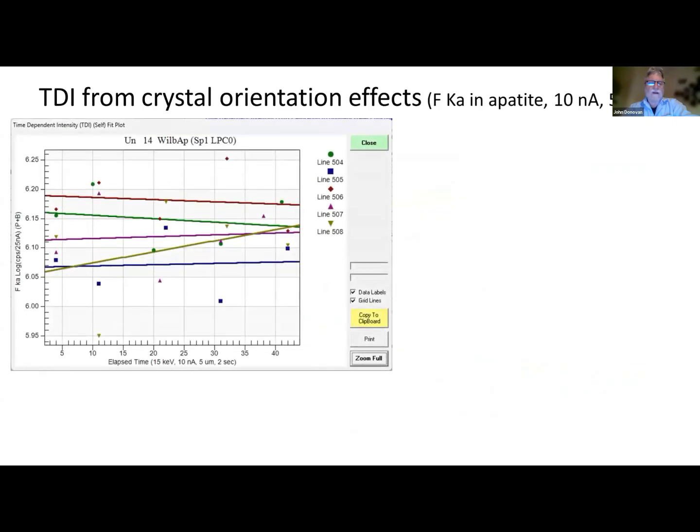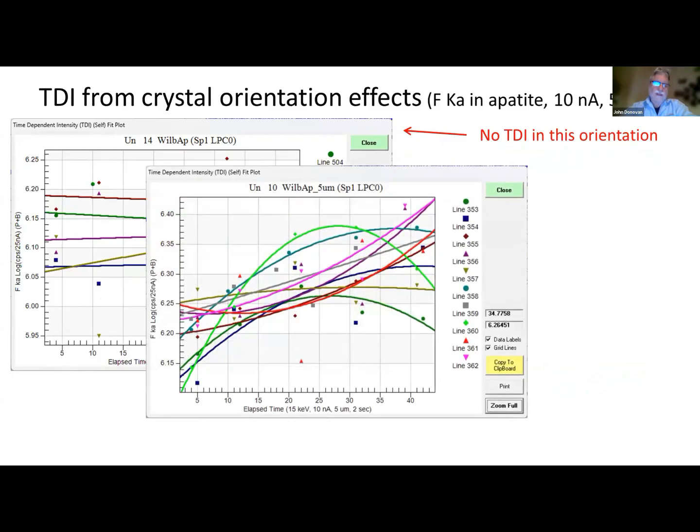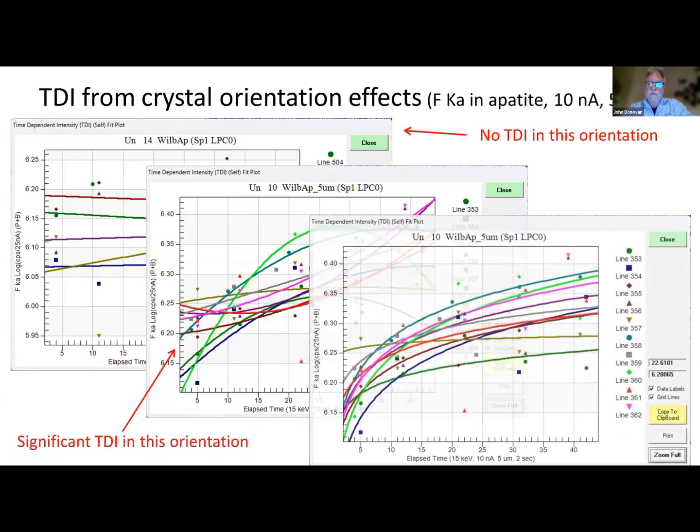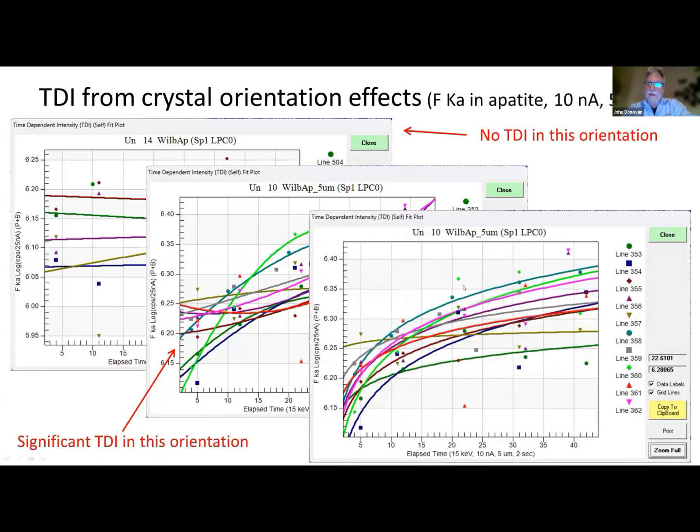And as I mentioned, there are crystal orientation effects. In this case, the Wilberforce apatite, which is a well-known material for standard for phosphorus and fluorine and other elements. Here we see no TDI effect as a function of time. But in this orientation, we are seeing something. This is the same material, but a different grain that's oriented slightly differently. And in fact, if we fit this to a hyper-exponential, we actually get a better fit there. So this is something we need to keep in mind.